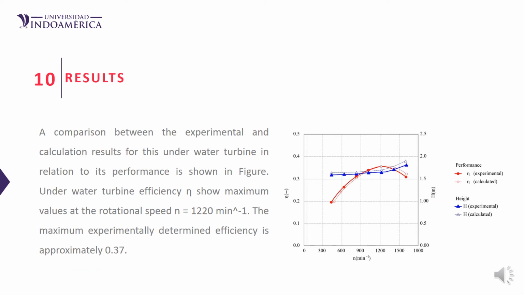Now, a comparison between the experimental and calculated results for this underwater turbine in relation to its performance is shown in the figure. The underwater turbine efficiency showed the maximum values at the rotational speed of 1,200 revolutions per minute. The maximum experimentally determined efficiency is approximately 37% or 0.37 efficiency here.